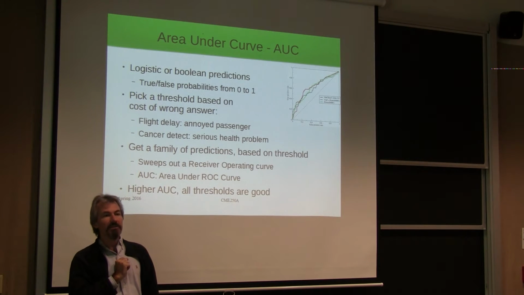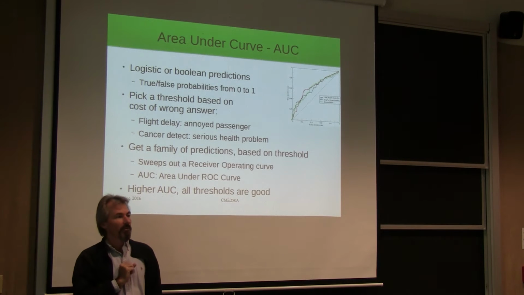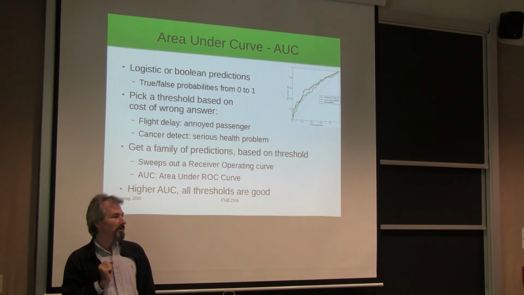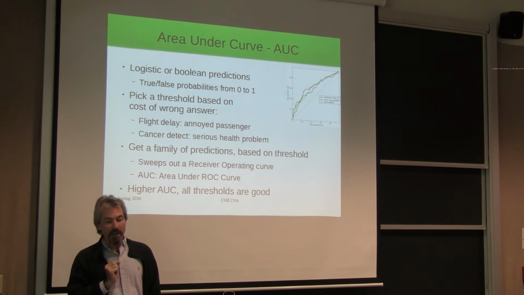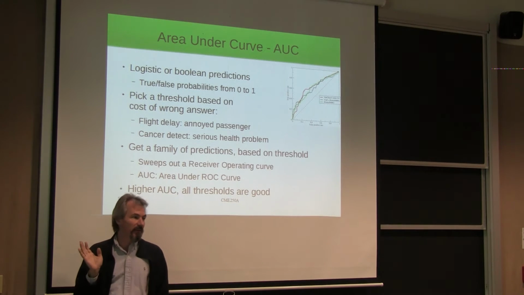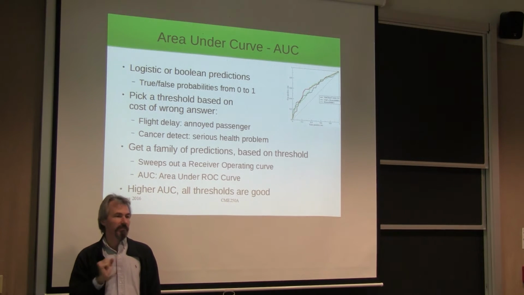Because if that area includes the entire square, then all thresholds are fine. My answers are always correct. The model is 100% accurate. And as the line gets closer and closer to the diagonal, it's a die roll. 50-50, doesn't matter what I pick for my threshold, 50-50 right or wrong. I'm not actually predicting anything.